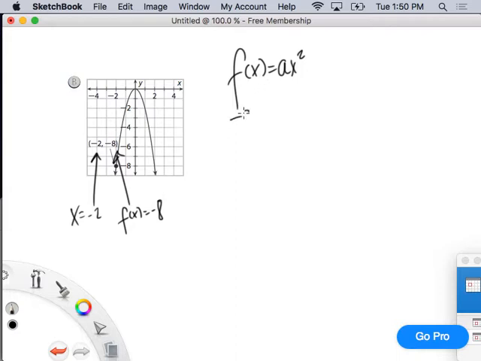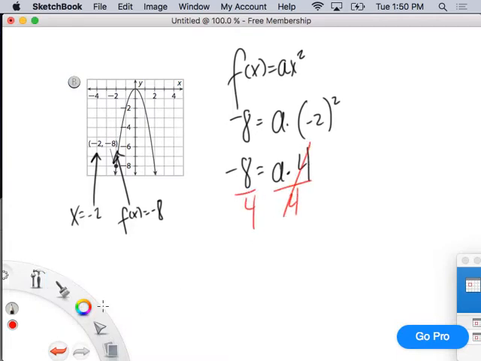Plug it in. -8 equals a times -2 squared. -8 equals a times -2 squared, which is 4. Divide both sides by 4. I get a equals -2. Why does it make sense that a is negative, class? It's facing downward. It's pointing downward.